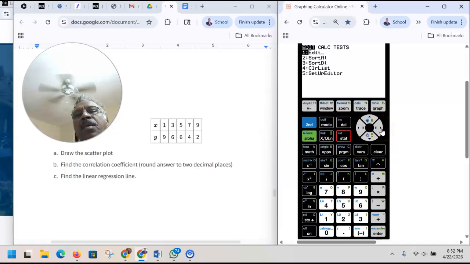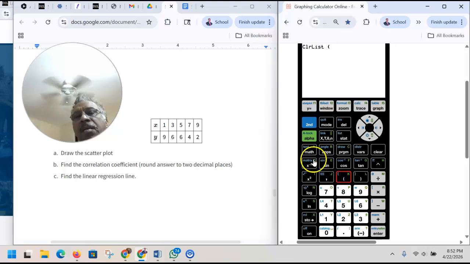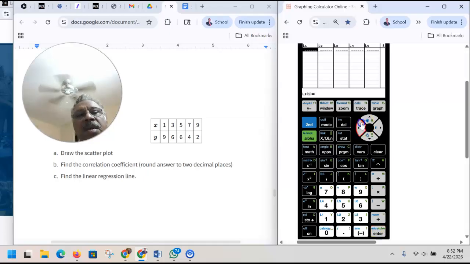Then we go down to clear the list. Enter. Put open parenthesis, then second and go all the way to L1, then comma, then second all the way to L2 and close it, and everything clears. Then we go to stat and edit, enter, and put the numbers. The x numbers are 1 3 5 7 and 9, and the next numbers are 9 6 6 4 and 2.